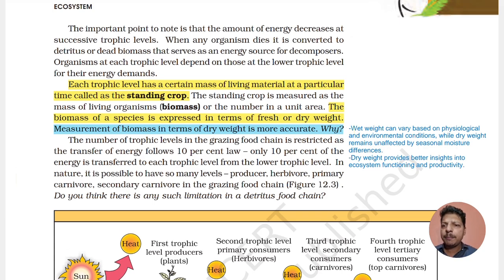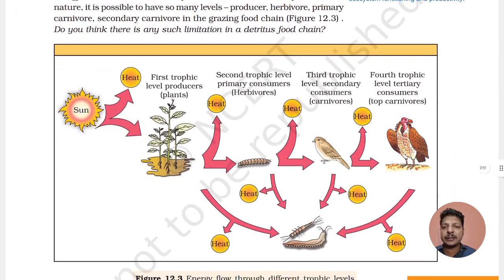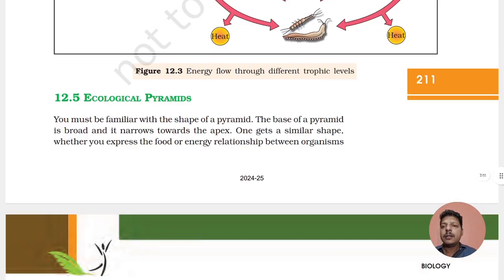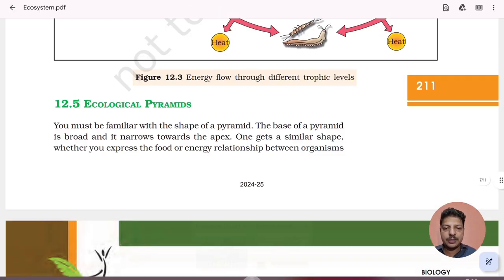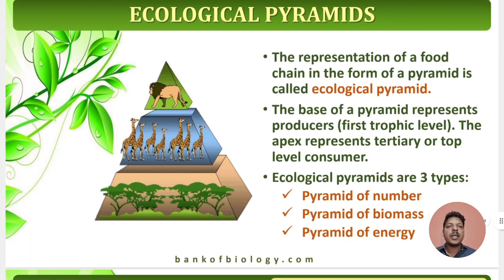Then you see the 10% law is given. Are you all familiar with it? I already told you about this 10% law. Then ecological pyramid. Let's see what the NCERT PDF says: the representation of the food chain in the form of a pyramid is called an ecological pyramid.